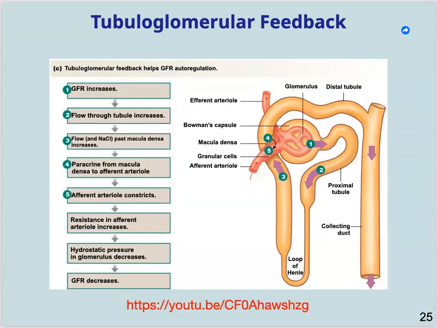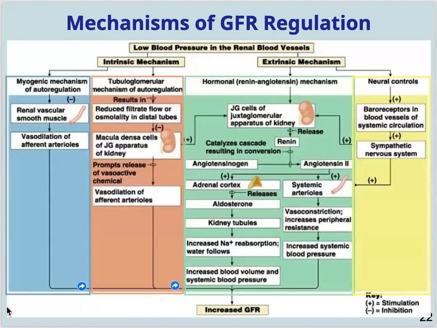Now, when the sodium and chloride delivery past the macula densa increases as a result of increased GFR, macula densa cells will send a paracrine message to the neighboring afferent arteriole. The afferent arteriole then responds by constricting, thereby increasing the resistance and leading to a decrease in GFR. So we've just covered these two methods that fall under the intrinsic category of mechanisms for GFR regulation.